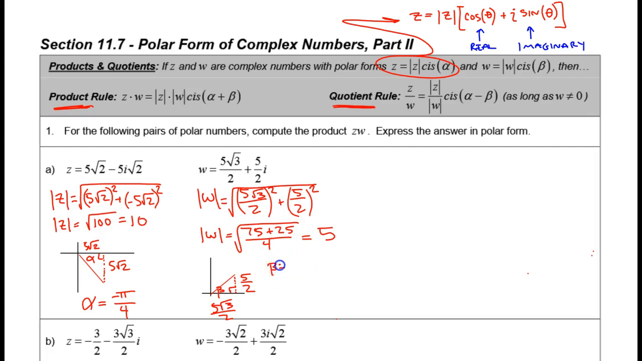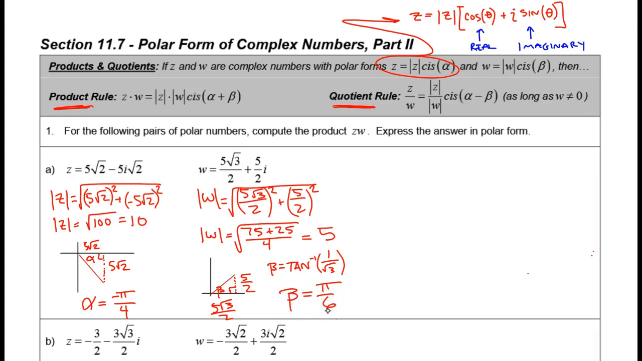is going to be equal to the inverse tangent of the y component divided by the x component, imaginary divided by real. So if I take 5 halves and divide it by 5 root 3 over 2, that's going to give me 1 over root 3. Anytime I have a tangent ratio with the root 3 in the denominator, I know that's one of my angles on the unit circle whose cosine is root 3 over 2. That happens at pi over 6.